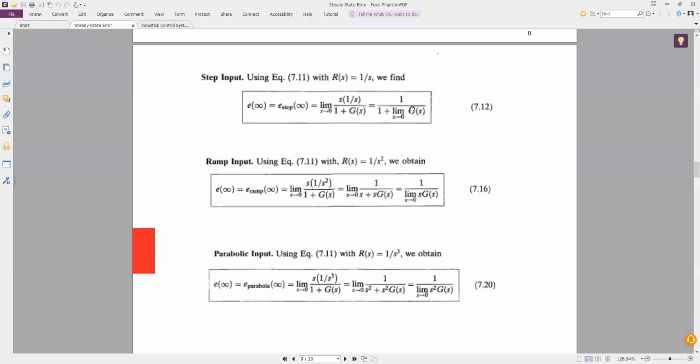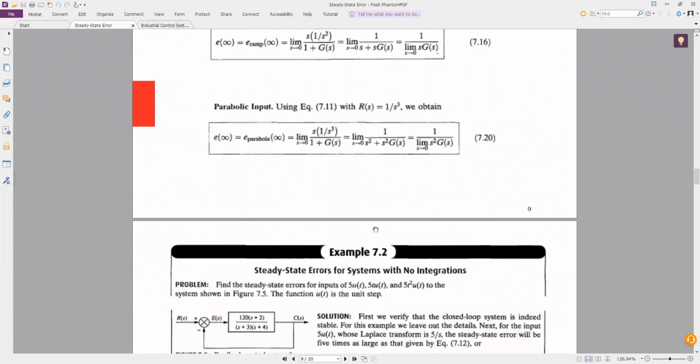Now see, the step input gives 1 over 1 plus limit s tends to 0 G(s), the ramp input gives 1 over limit s tends to 0 s into G(s), and the parabolic input gives 1 over limit s tends to 0 s squared G(s). So for the three kinds of inputs, we have three equations.